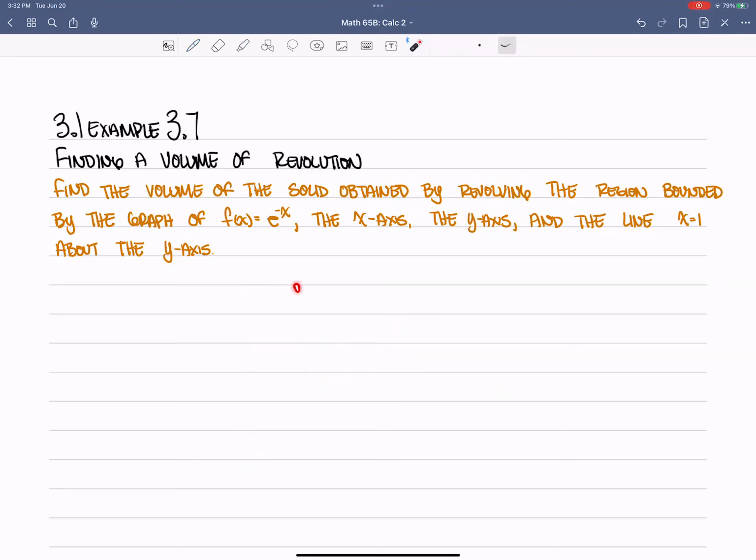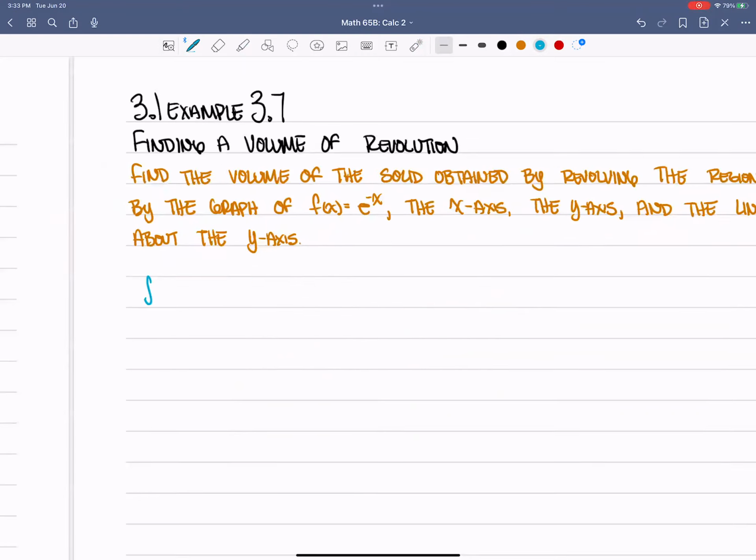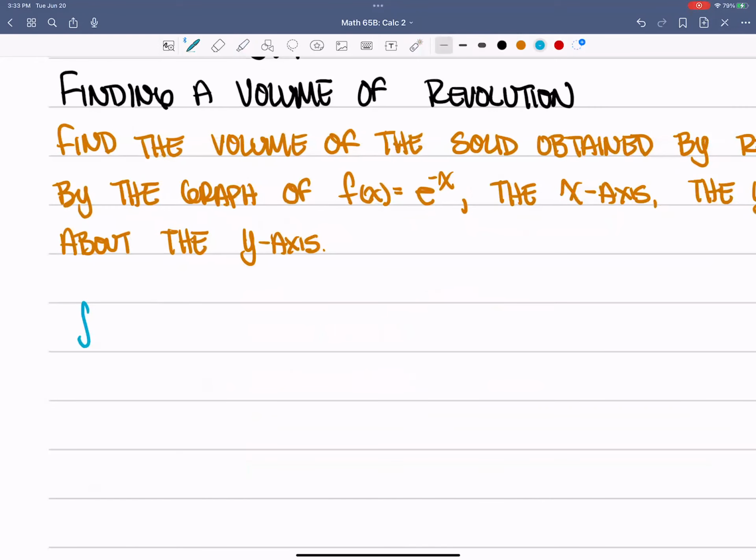And our shell method is integrating from a to b, 2 pi times x times f of x dx. And there we go. So we have the integral, again, the integral from 0 to 1. And our formula says 2 pi x times f of x, which in this case is going to be e to the negative x dx. Ooh, and look, now we could actually solve this one.